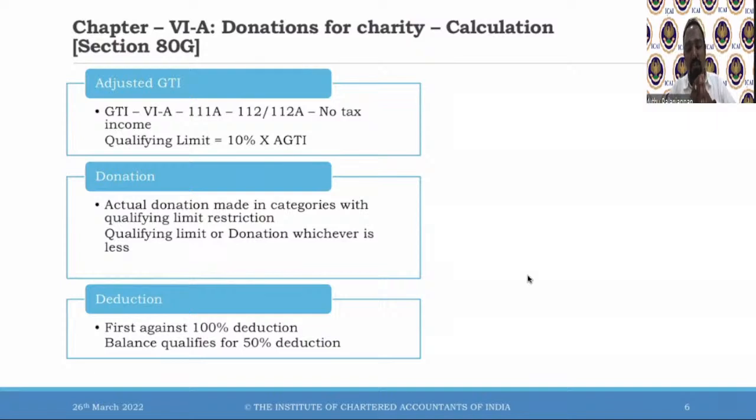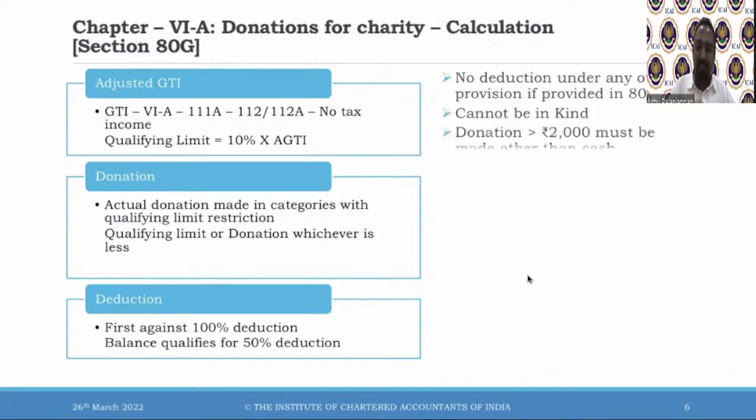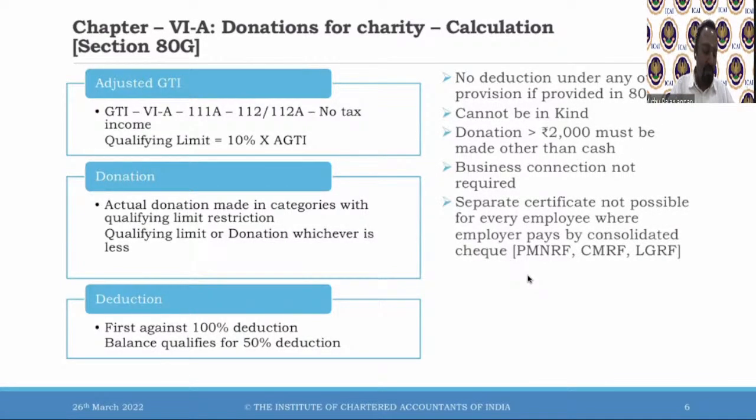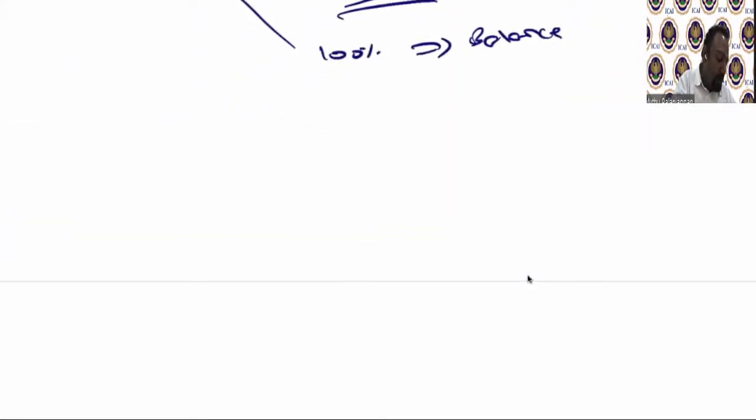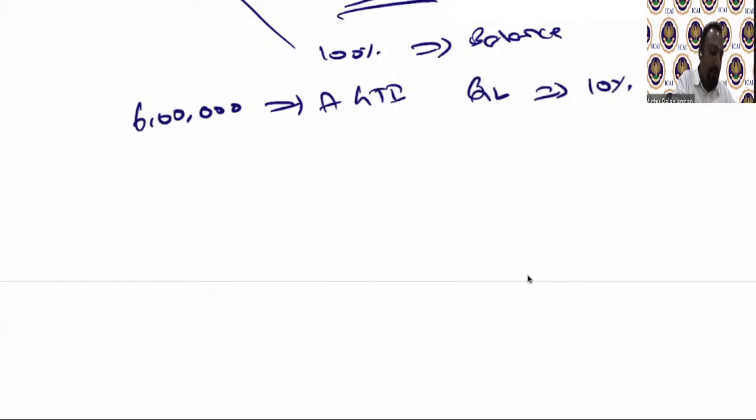Now, whatever donation is made should be calculated and categorized independently. And then my first preference should be to give 100% deduction. Once I still have balance qualifying limit, I'll have to give 50%. If it sounds confusing, let's not work through it. We'll understand the same concept with an exercise problem in the subsequent slide. But for the time being, I'll just explain. Let's say your adjusted gross total income is 6 lakhs. So what becomes your qualifying limit? Your qualifying limit becomes 10% into 6 lakhs. That is 60,000, right? So your qualifying limit becomes 60,000.